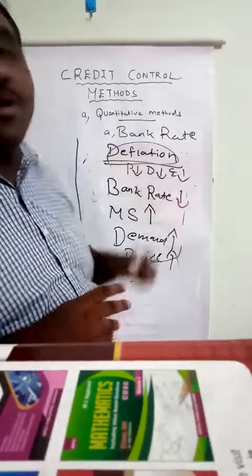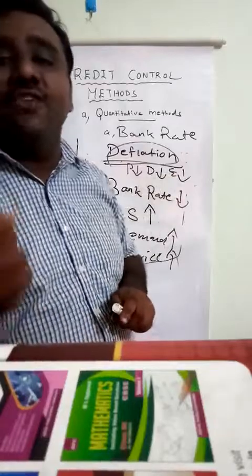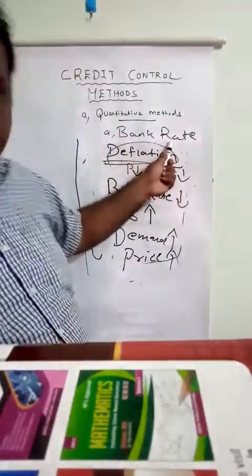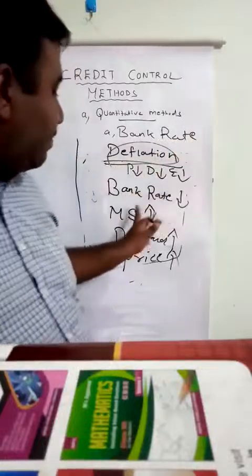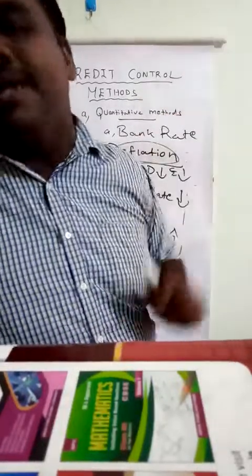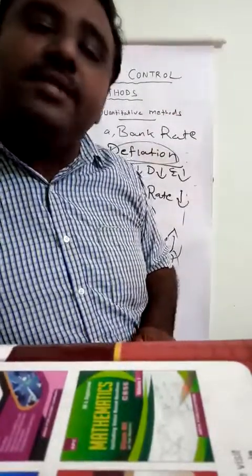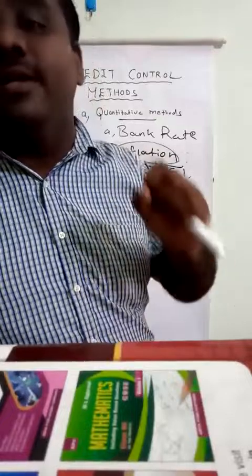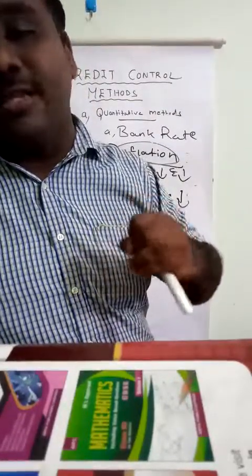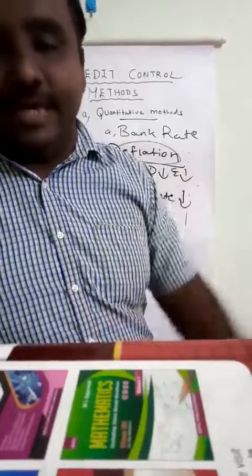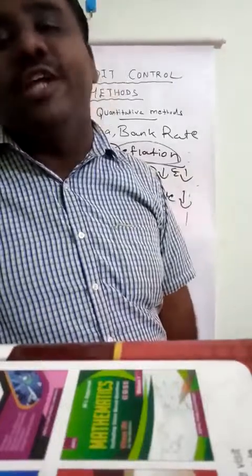But at the time of deflation, what happens? At the time of deflation, the central bank will decrease the bank rate. When the bank rate decreases, the money supply increases. When the money supply in the economy increases, demand in the economy goes high. Therefore, the prices of the commodities will also increase. Therefore, the situation of deflation will go.